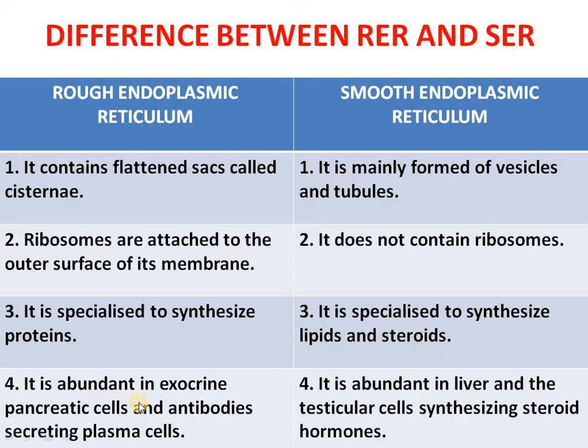It is abundant in exocrine pancreatic cells and antibody secreting plasma cells, means where rough endoplasmic reticulum is found more in these cells, and it is abundant in liver and the testicular cells synthesizing steroid hormones. Clear?